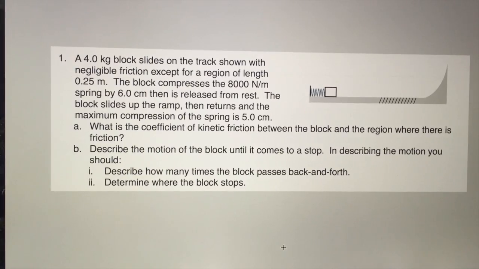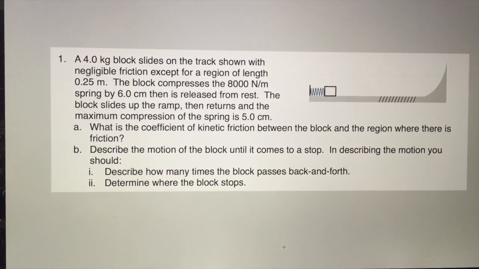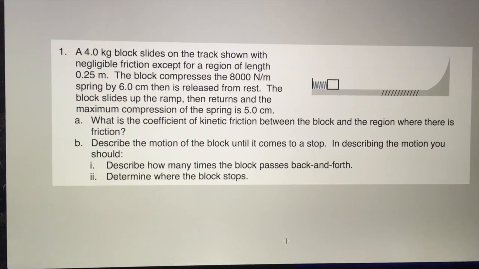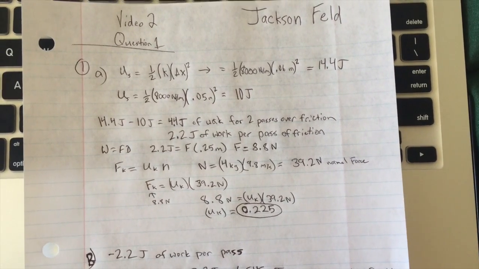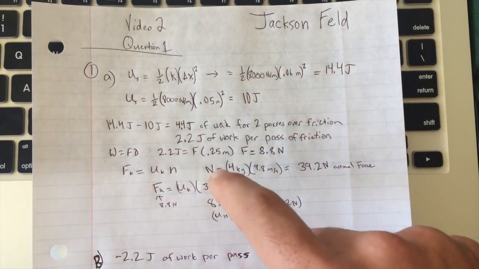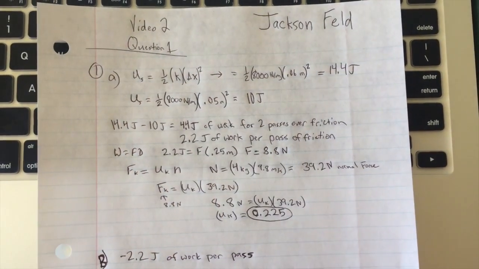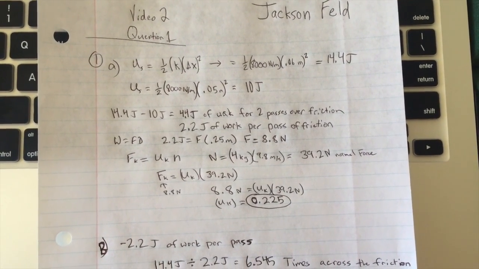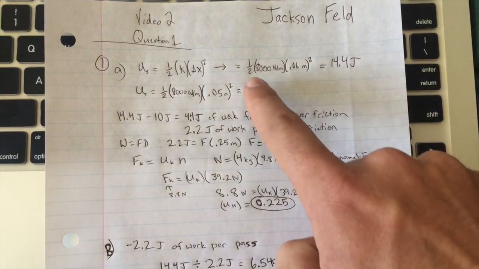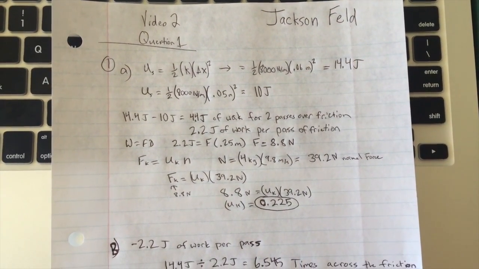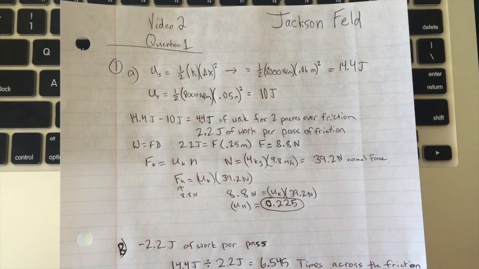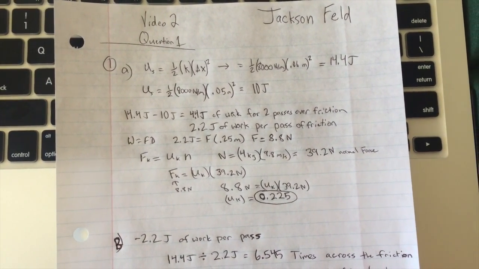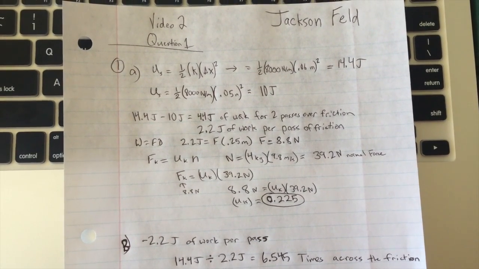So for A, we have to find what the coefficient of kinetic friction between the block and the region of friction is. For the first part, we have to find the potential energy of the spring, so we have to use the equation U spring equals 1/2 K times the change in distance squared. So we get 1/2 times 8,000 Newton meters, which is given, times 0.06 meters squared, and we end up with 14.4 joules. So that's the original potential energy.